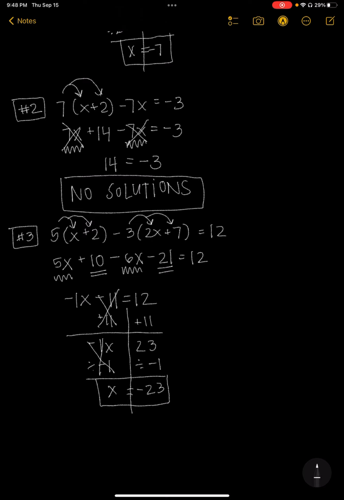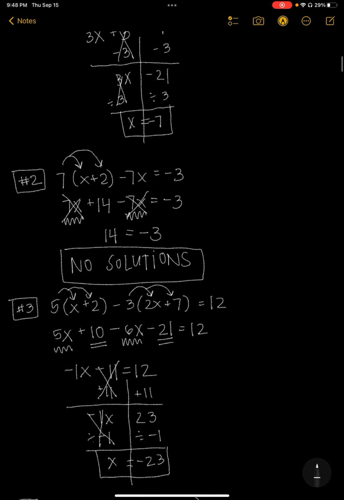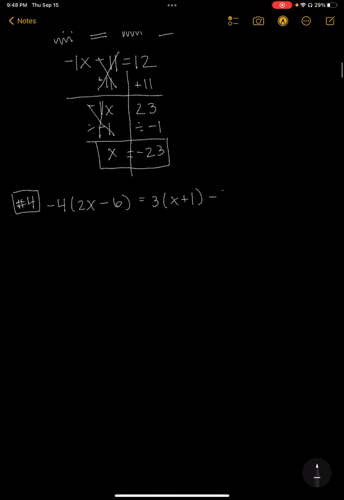All right, let's just go through one more example. This example is negative 4 times (2x minus 6) equals 3 times (x plus 1). Oh, sorry guys, minus 1.